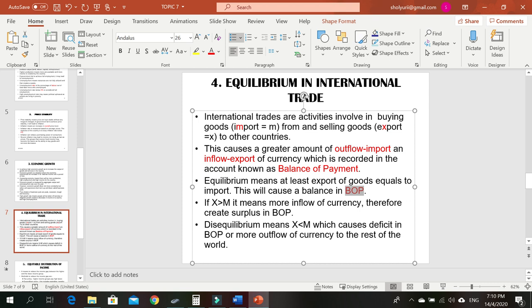So bila jumlah dia sangat besar, kita tak boleh campurkan dia dengan the figure of goods in our country. Kalau tak, orang kata dia akan jadi very confusing. That's why kita ada satu account separate yang kita cuma record pasal export dengan import sahaja. Itu yang kita panggil sebagai account balance of payment. So objektif makro kita adalah untuk dapatkan equilibrium dalam export dan import negara. Means at least our export must equal our import, so that our BOP is balanced.